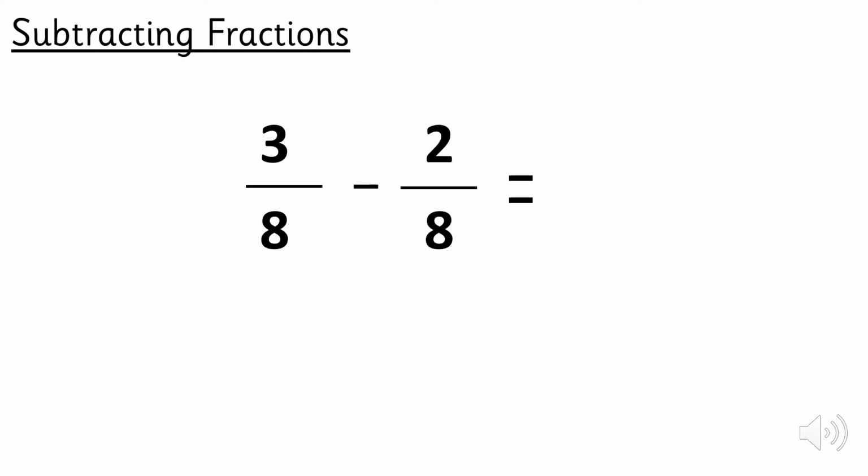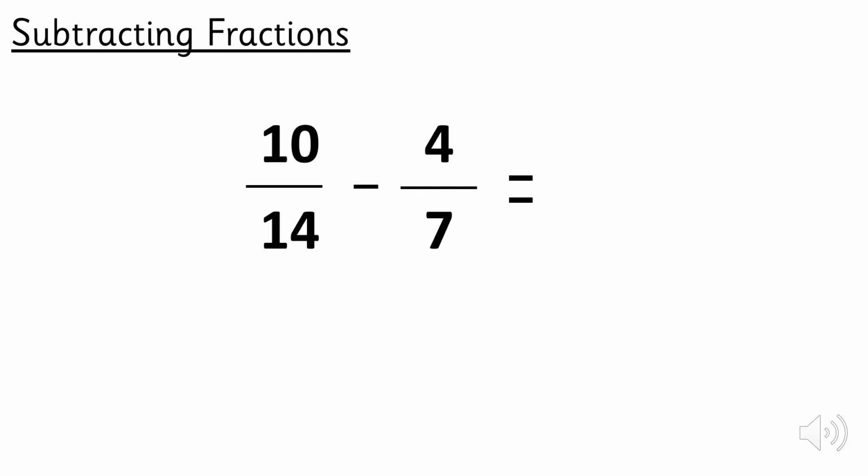And it is much the same with subtracting fractions. Here's our first example. 3/8 subtract 2/8. We need to make our denominators the same. Oh, they already are the same. 3 subtract 2 equals 1, and our denominator stays the same. 3/8 subtract 2/8 equals 1/8.